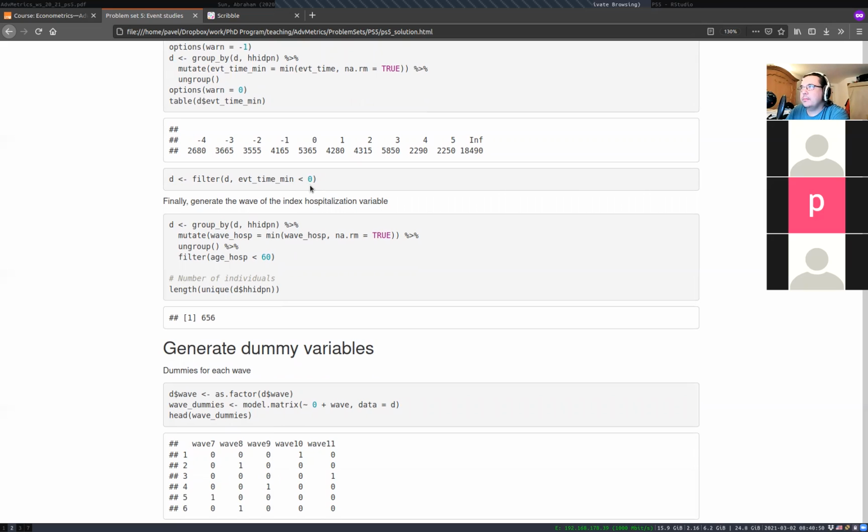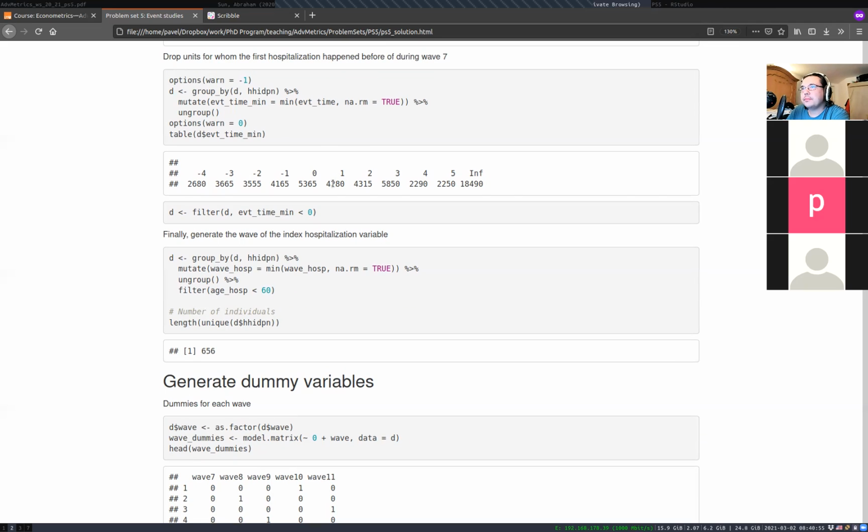Excuse me, can I ask something? So the authors say that the treatment is absorbing, but it could also be possible to be hospitalized twice during the waves that we're looking at. Is this able to be integrated into the model?